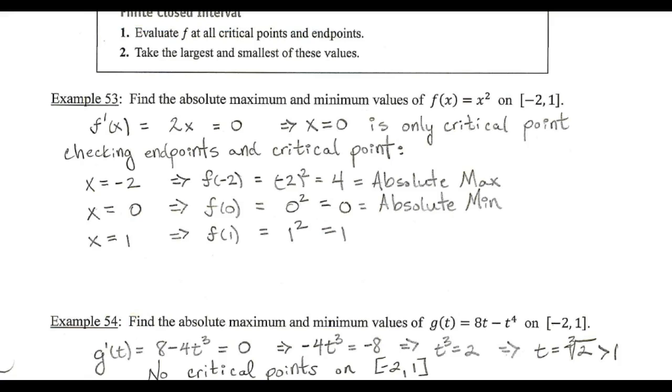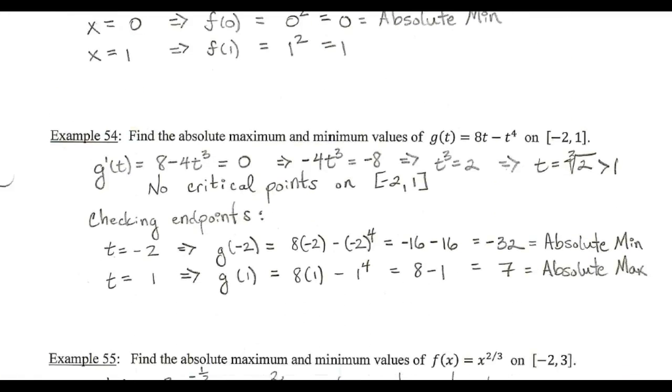So all you do is you check the function value at the endpoints and that critical point. At x equals minus 2, f of minus 2 would be minus 2 squared, which is 4. At x equals 0, f of 0 would be 0 squared, which is 0. And at x equals 1, f of 1 equals 1 squared, which is 1. So the absolute maximum value of the function on that interval is 4, which occurs at x equals minus 2. And the absolute minimum value of the function on that interval is 0, which occurs at x equals 0.